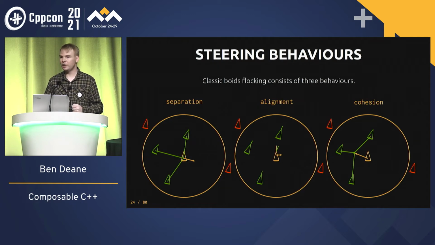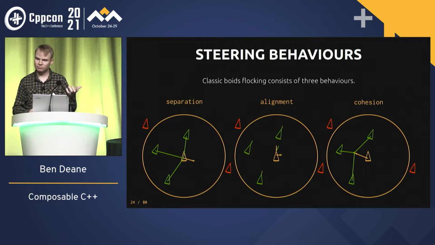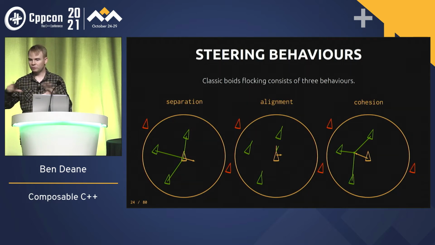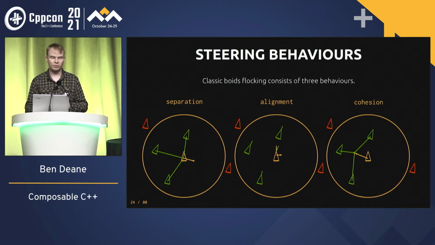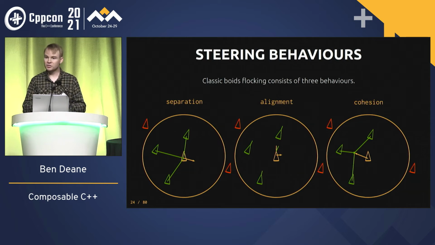The three classical behaviors to achieve flocking behavior are separation, alignment, and cohesion. So in all three of these behaviors, you look around you and you see what boids are near you. Separation keeps you a certain amount away from them with a force. Alignment steers you towards the average direction of your neighbors. And cohesion works slightly opposite to separation.